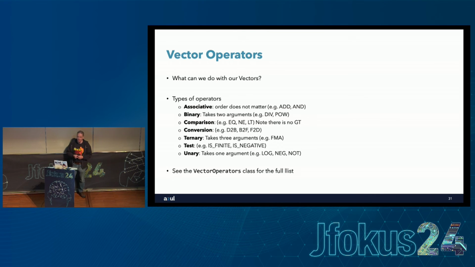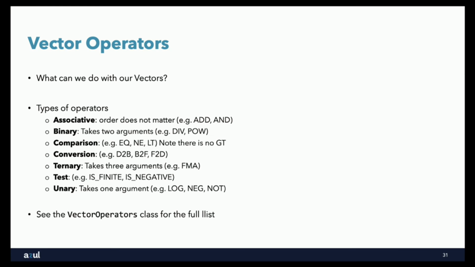There are also all sorts of different types of operators, which are represented by the VectorOperators class. And so you can see there's associative, where we don't care about the order of things. Add and multiply are associative, so we don't care. Binary, where we've got two different parameters that we're going to take. So we want to say, okay, we want to divide this vector by another value, take it to the power of something. We can do comparisons, looking for equality, less than. Actually, there is a greater than. I found it this morning, so ignore what I said there.